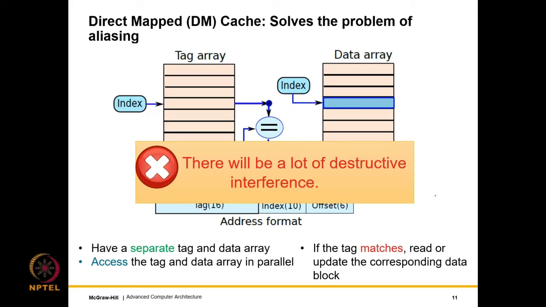To avoid this, we should design a cache in a different way to reduce the probability of destructive interference, aliasing, because even if we have enough space, it might still be the case that for some entries in the cache there is heavy contention. Multiple addresses are mapping to them.